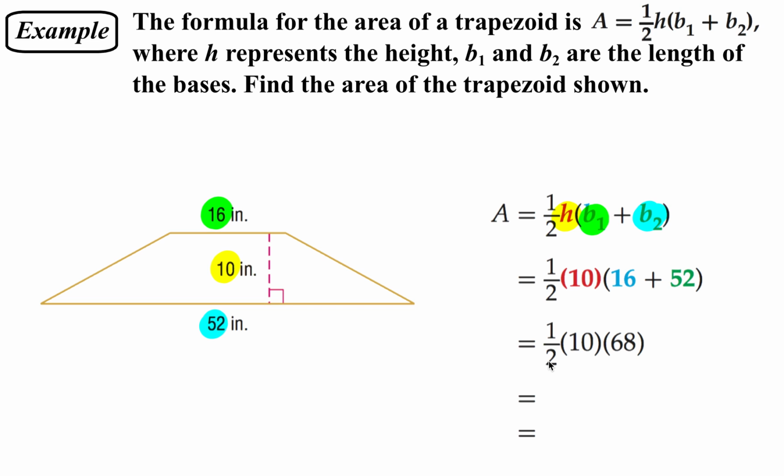And then we're going to multiply from left to right. So 1/2 of 10 is 5. 5 times 68 is 340.